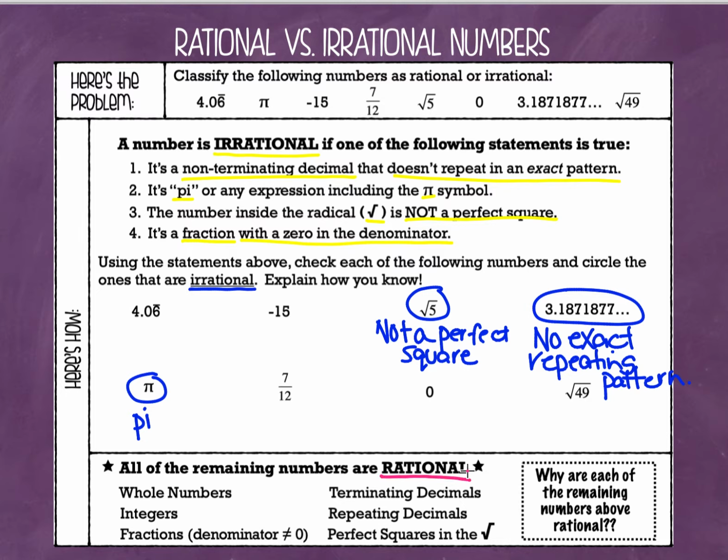Okay, so these are all the different types of rational numbers. We have them listed on the bottom here. The first thing we have are whole numbers. So a whole number is 0, 1, 2, 3, 4, 5. Here's a 0 right here. This is an example of a whole number. So it is rational.